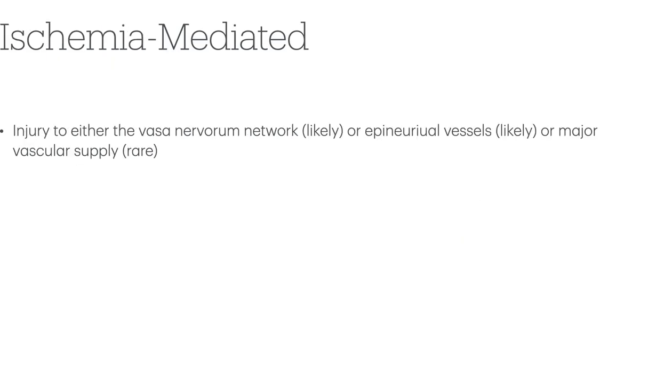So another factor is ischemia. The nerve supply, the majority will be from the vasa nervorum, which has a lot of anastomosis and is relatively resilient. And you can also have injury to the major vascular supply. But most of the nerves do not have a particular nerve supply per se, except for the sciatic nerve, which has a particular feeding artery.